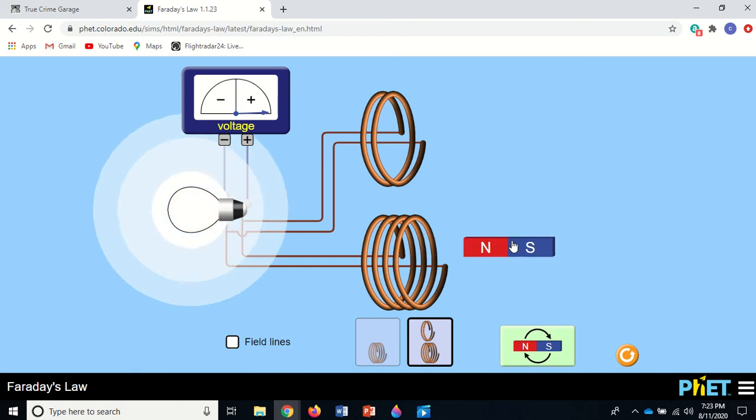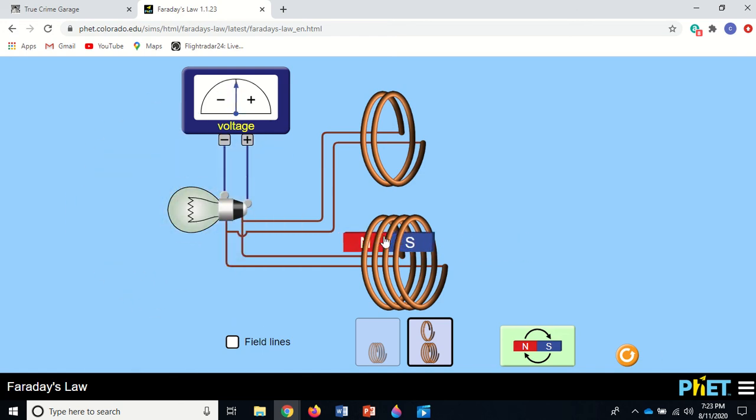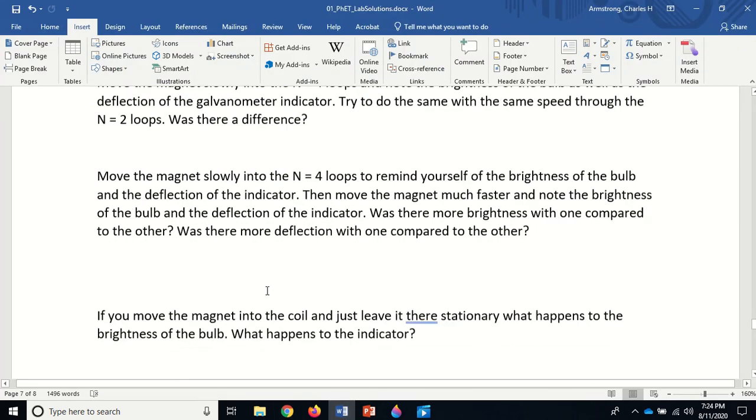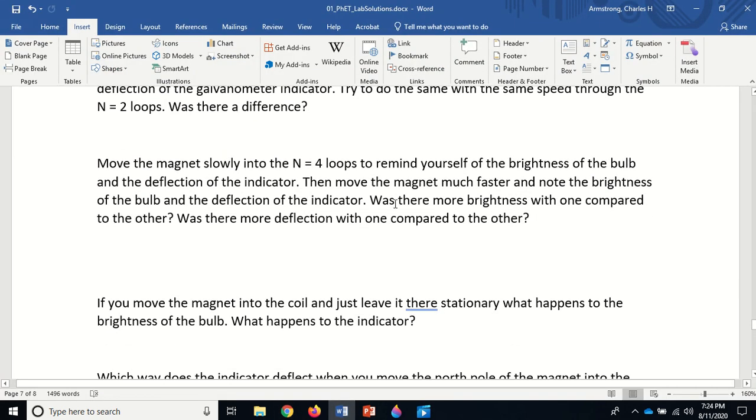Whoa. Move it fast. Move it slow. Not much. Move it fast. Look at the needle, it's pegging all the way at the end when we do that. Okay, so move the magnet slowly in, then we did it faster. Was there more brightness with one compared to the other? Yeah, the faster we moved it, the greater the brightness was. Was there more deflection? Yes, with the faster we moved it, there was way more deflection.